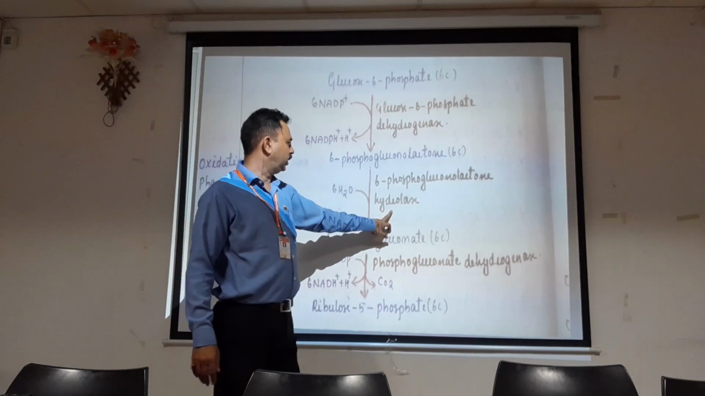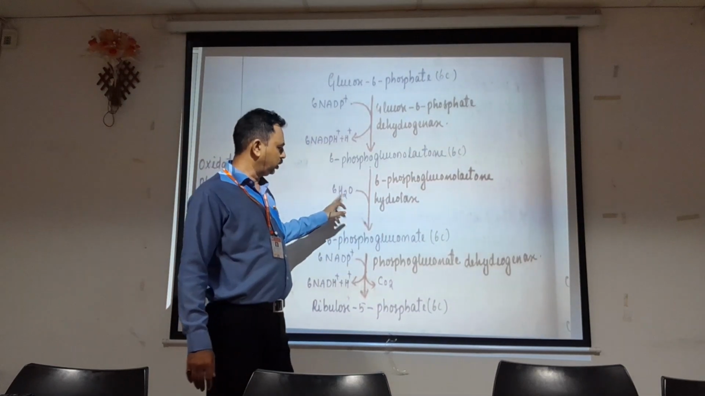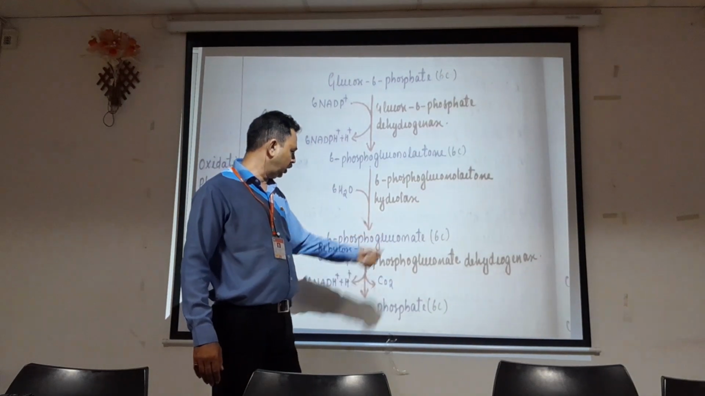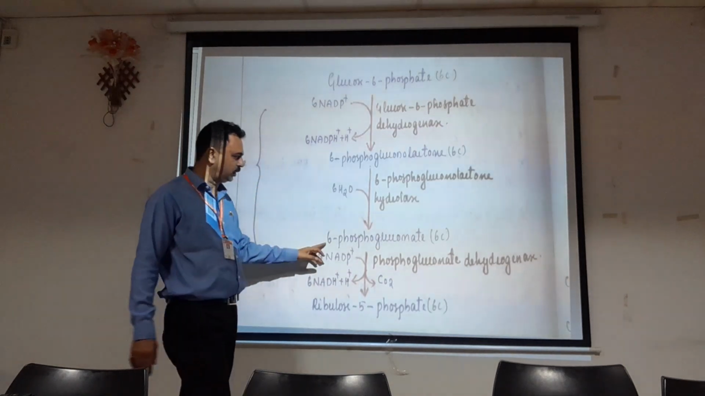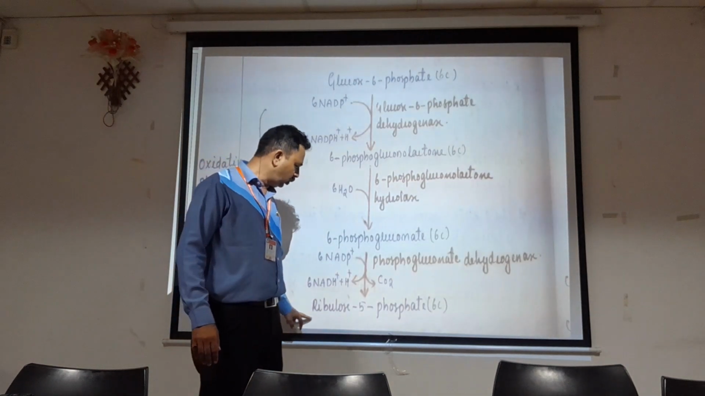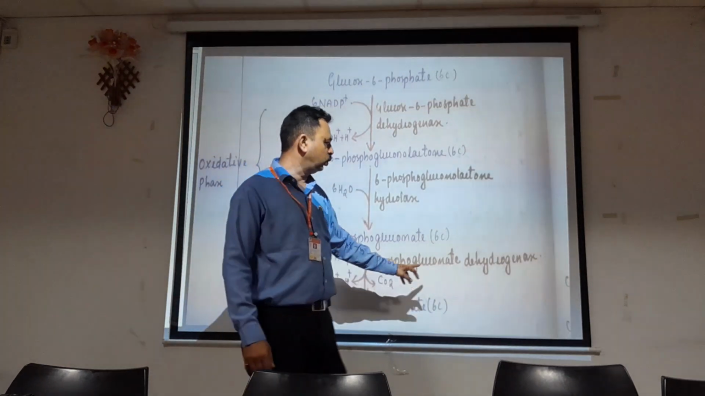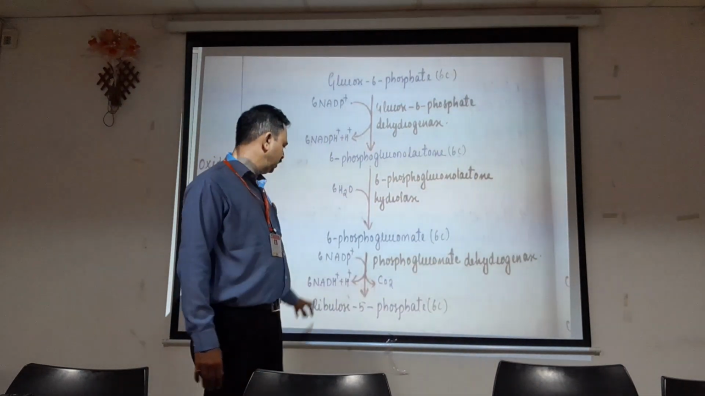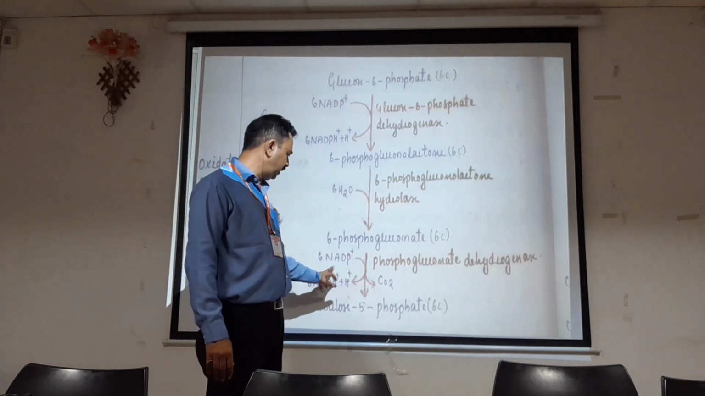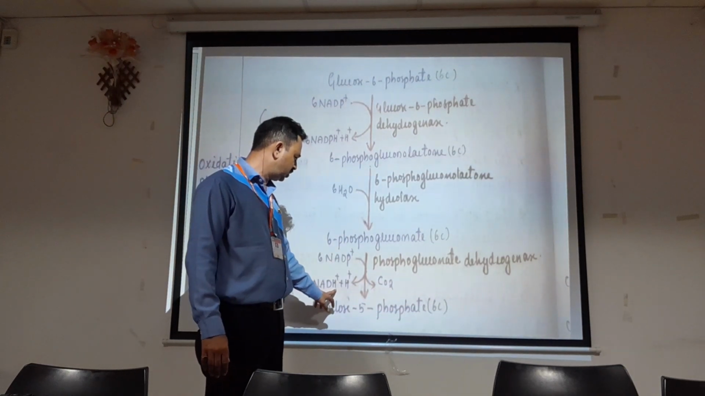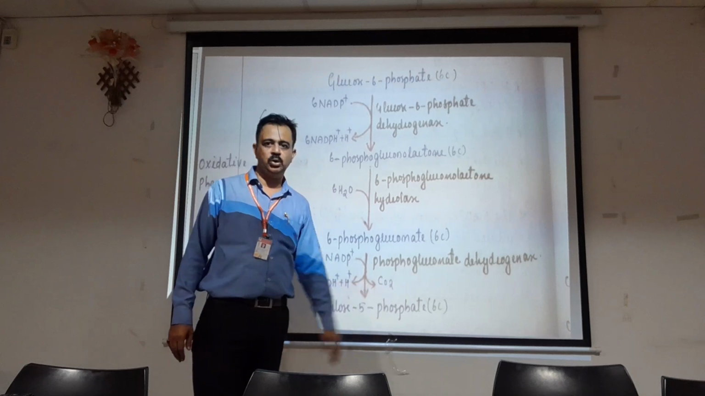6-phosphogluconolactone hydrolase. Water molecules are combined and 6-phosphogluconate is being generated. This 6-phosphogluconate is now converted to ribulose 5-phosphate with the help of an enzyme called phosphogluconate dehydrogenase. Another 6 NADP is converted to 6 NADPH plus H plus, and CO2 will be released.